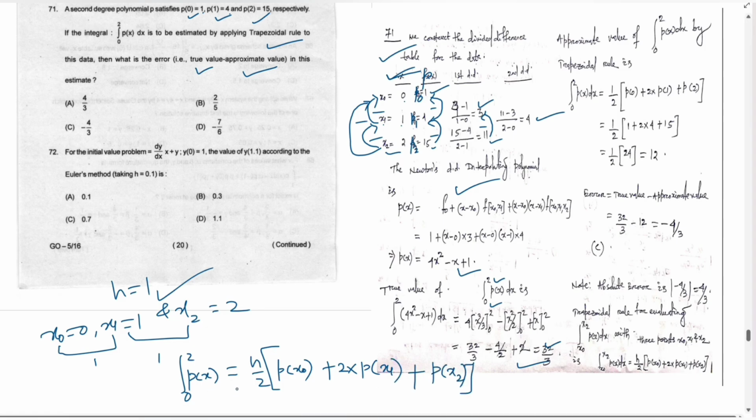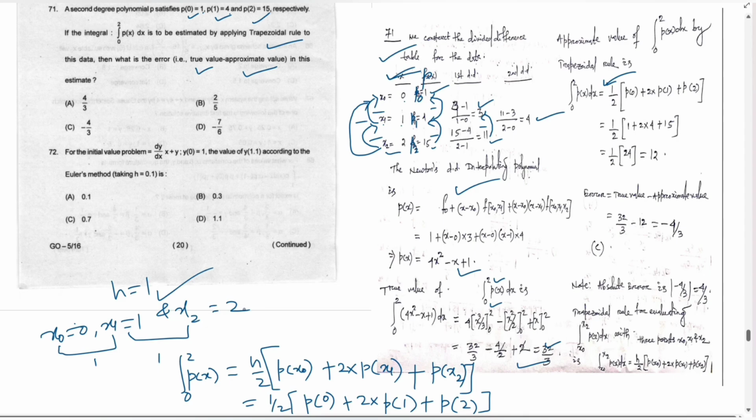Now we substitute the values here. So h is 1, so 1 by 2, you can see here we have already calculated the value. So 1 by 2 whole into p of x0. P of x0 means p of 0. Here it is 1 by 2 p of 0 plus 2 into p of x1. x1 is 1, so p of 1 plus p of x2, it is p of 2.